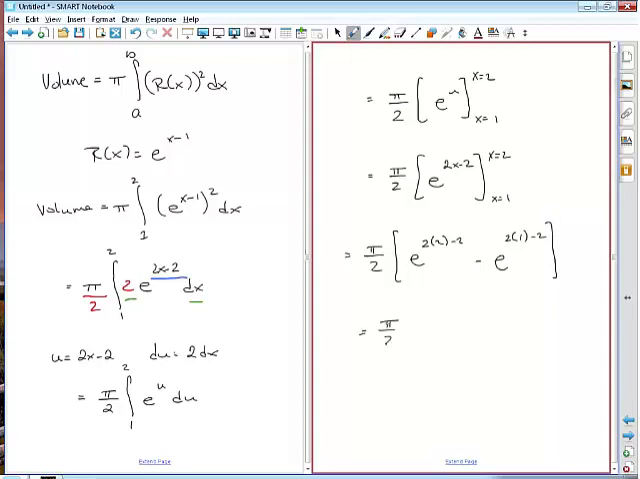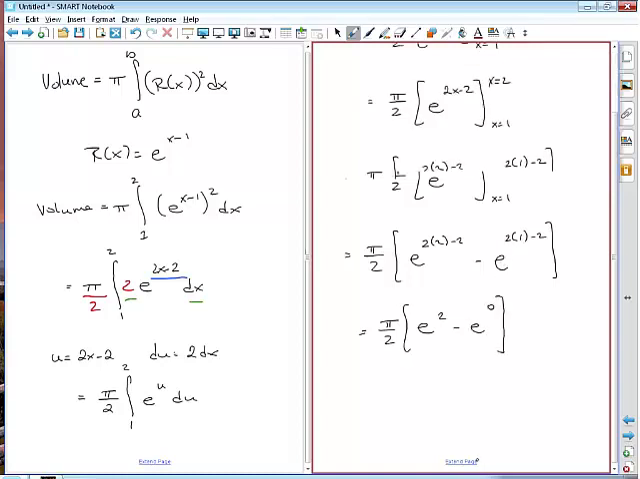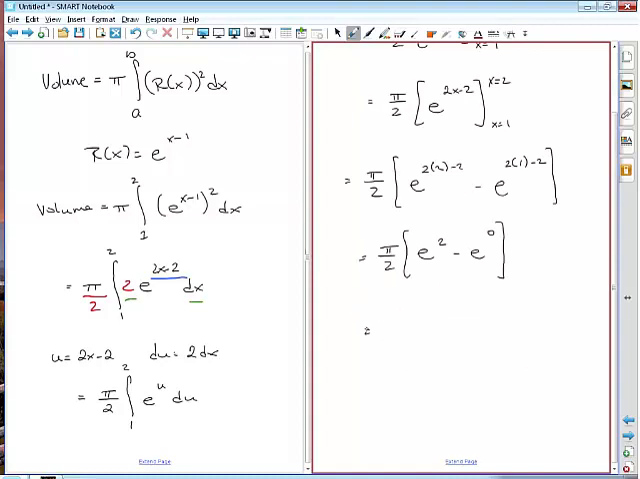And so we have pi over 2 times e. We've got 4 minus 2 is 2, so we get e squared minus, and we have e to the 0. E to the 0 is 1. So we end up with pi over 2 times e squared minus 1.